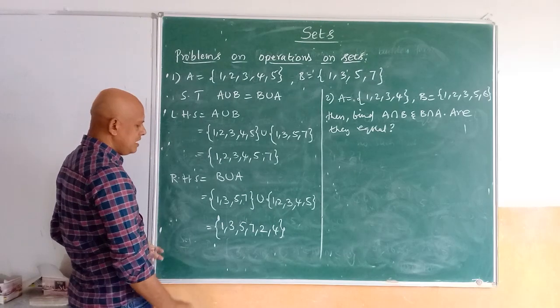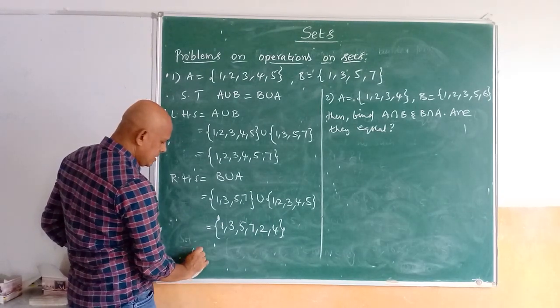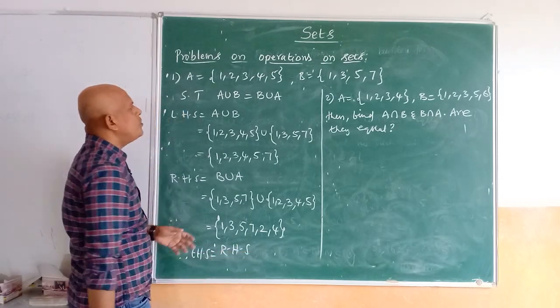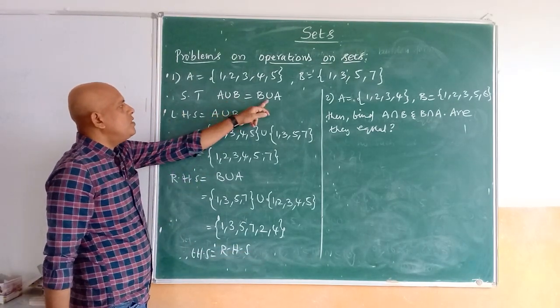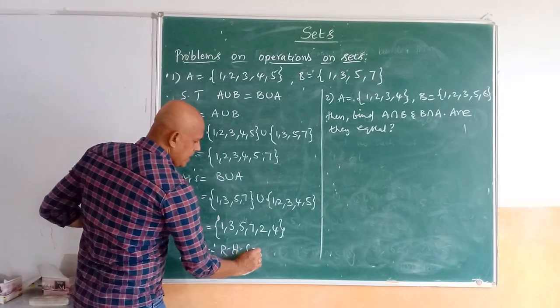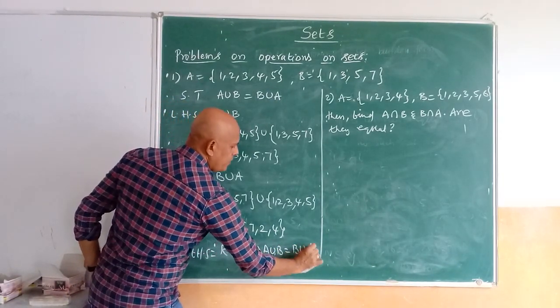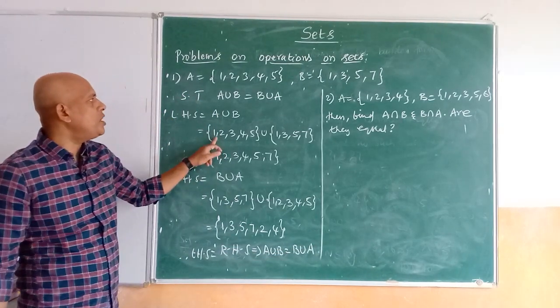So from this you can say that therefore LHS is equal to RHS. Therefore we prove that A union B is equal to B union A, which satisfies the commutative property.